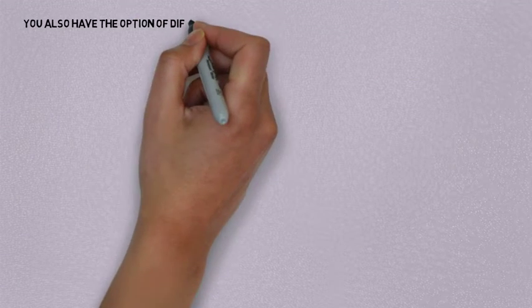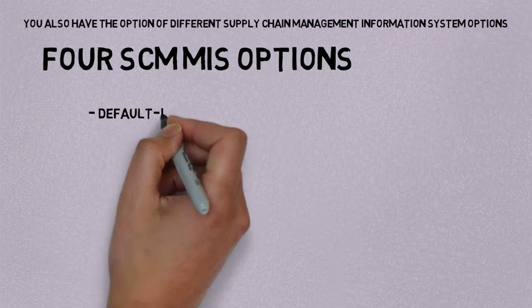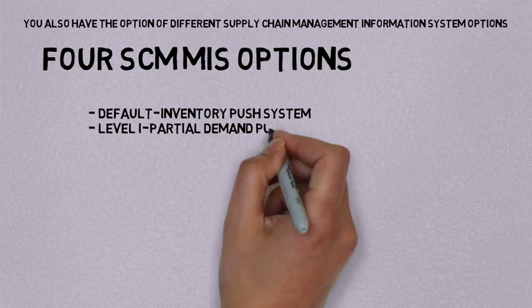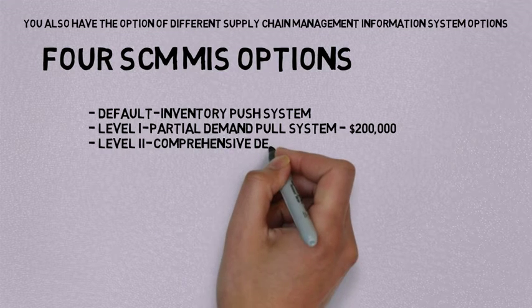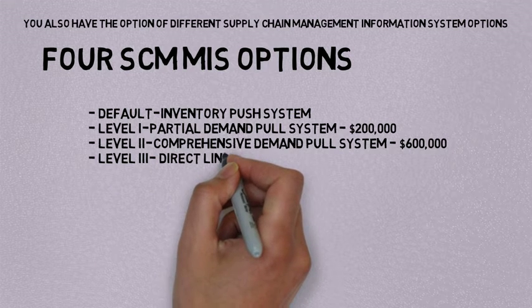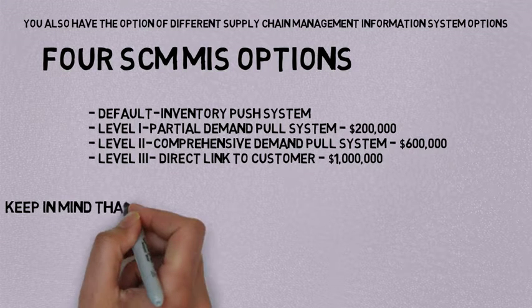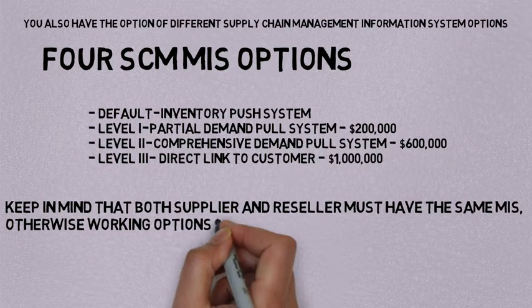You also have the option of different supply chain management information systems. There are 4 SCM MIS options. One is none, or the inventory push system. This is the default. 2 is level 1, or the partial demand pull system, which costs about $200,000. Level 2 is the comprehensive demand pull system, which costs $600,000. And level 3 is the direct link to the customer, which is $1 million. Keep in mind that both the supplier and the reseller must have the same MIS. Otherwise, working options default to the lesser system.